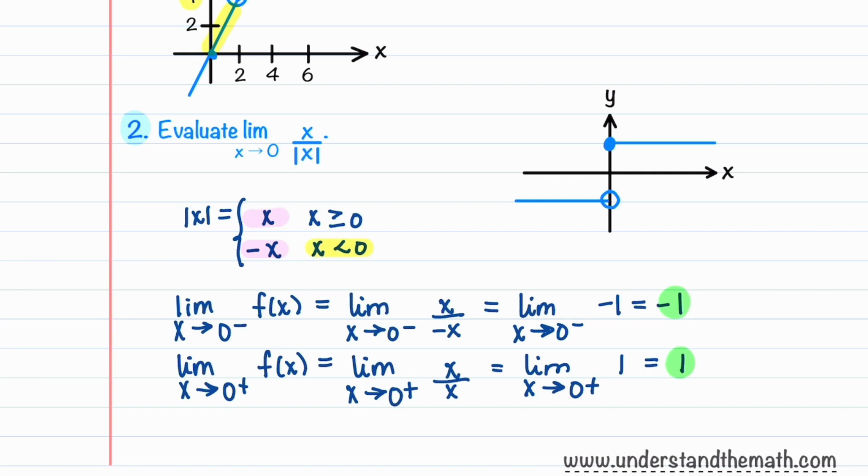Looking at this graph, you can see that our limit from the left does not equal our limit from the right. So we can say that the limit as x goes to 0 of x divided by absolute x does not exist. And we abbreviate that by DNE.